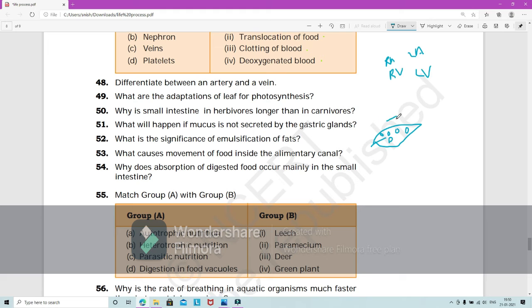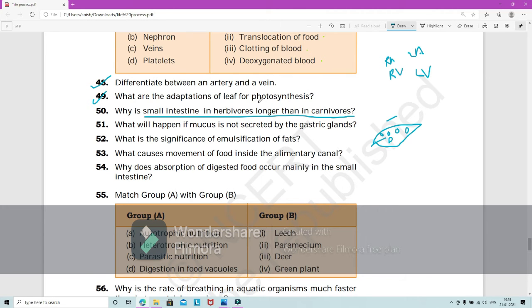So these are the things that you can expect. Next, this is done, this is also done. Next, why is small intestine in herbivores longer than in carnivores? This is given as a point in the textbook, but the reason we'll see. In the case of herbivores and carnivores, what is the difference?